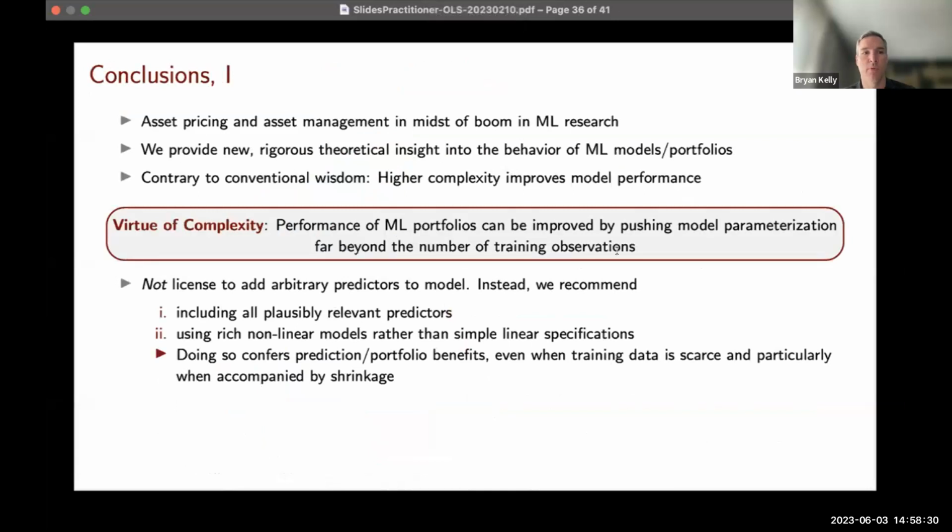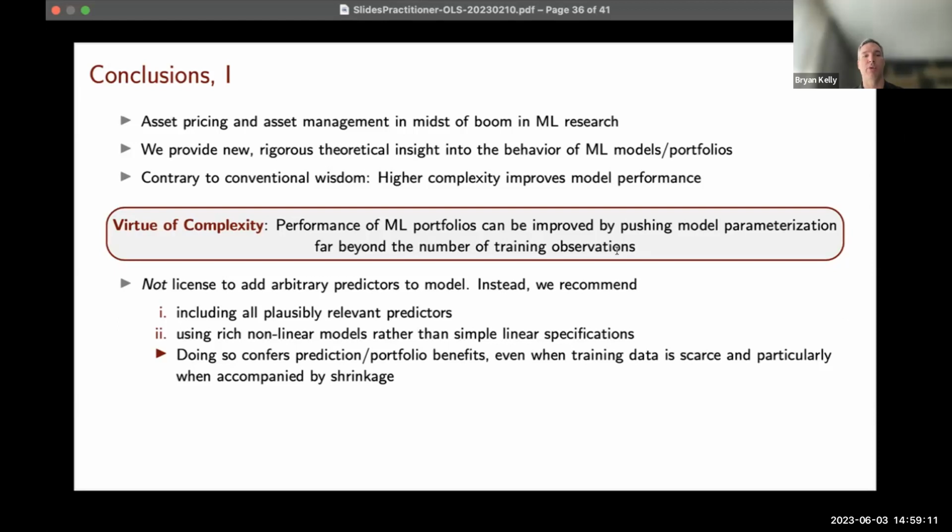Okay, so the first conclusion I want to make here. Asset pricing as a whole, not to mention the investment industry, both of these are very much in the midst of a boom in machine learning research. This problem was prompted by that boom, and a lot of the skepticism and interest and uncertainty and also some of what I would say are misleading statements that get made about machine learning. We wanted to have a deeply anchored, theoretically anchored statement about what we should expect from machine learning when we apply it in finance settings. And that's the idea of what we tried to deliver here.